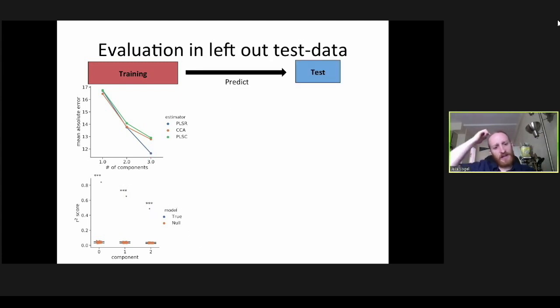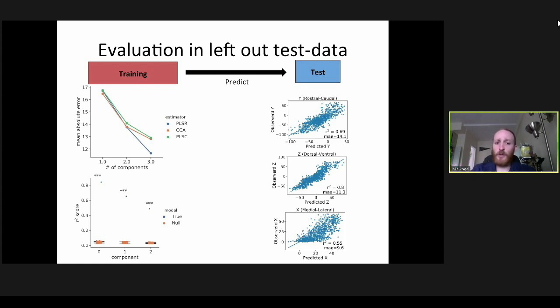We then used this PLS model to predict the 3D spatial location of left-out tissue samples based just on gene expression. We found that the model predicted the location very well in these left-out samples along the rostral-caudal and the dorsal-ventral axes in particular, but less well along the medial-lateral axis of the brain, as you can see at the bottom graph there.